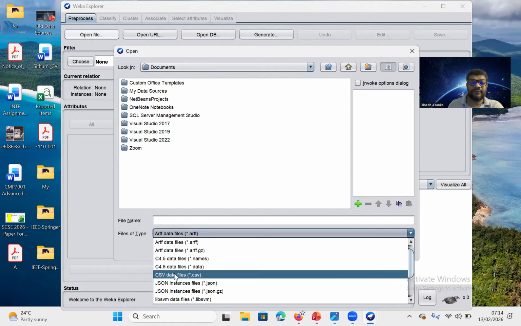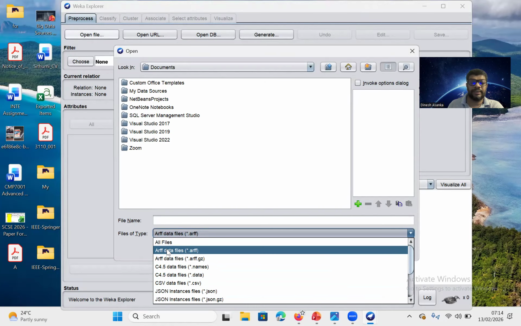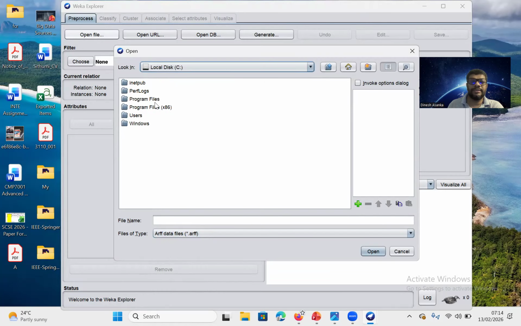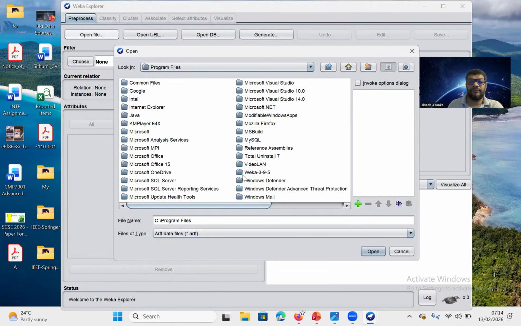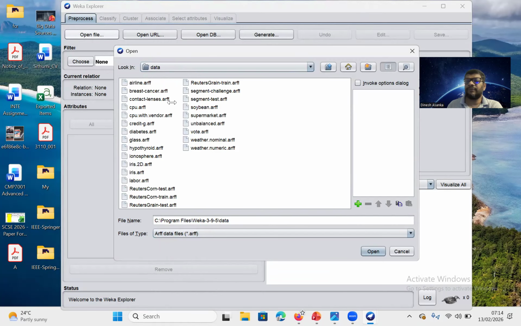And then you have the JSON files, CSV files, and a lot of other files. So what I will do is I will go and select the files where WEKA has given us some sample files. So these are the sample files that WEKA has provided with its installation.